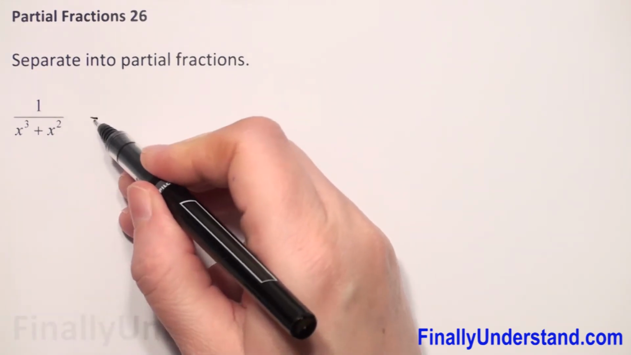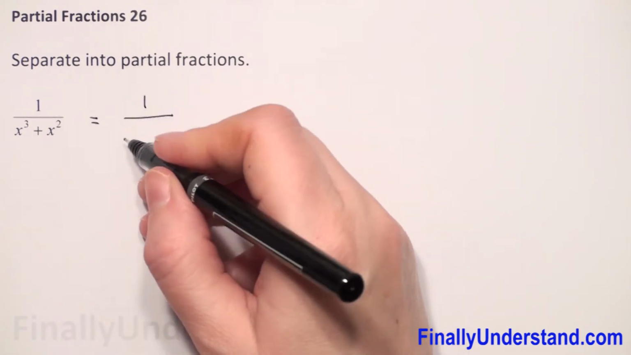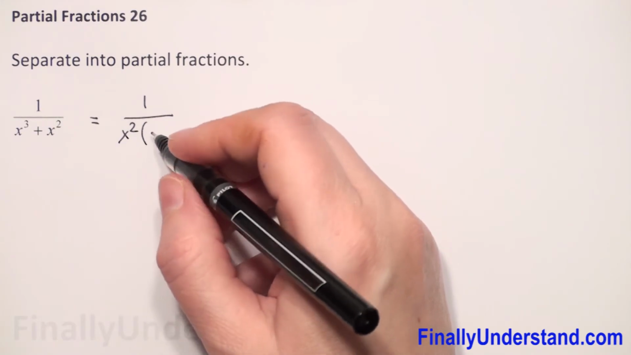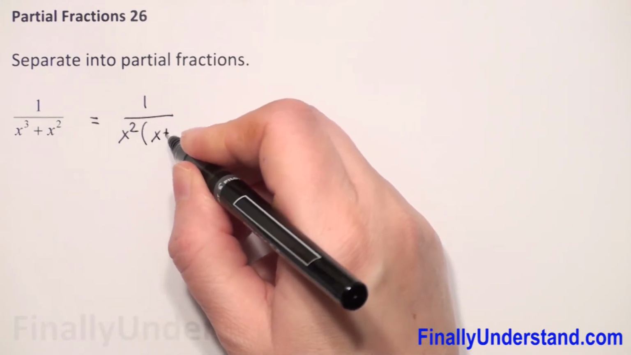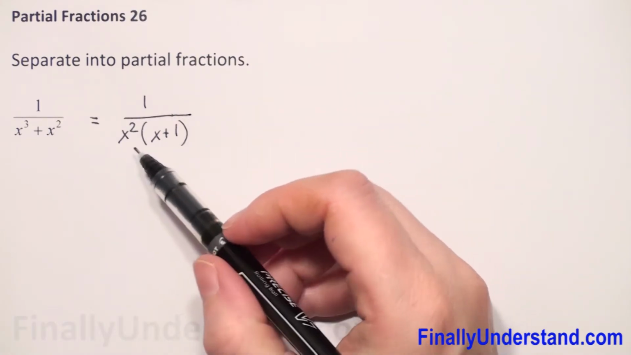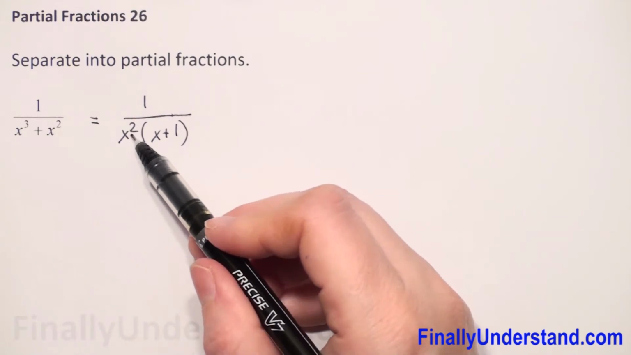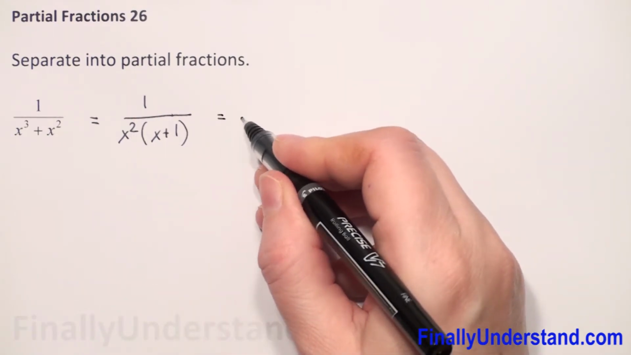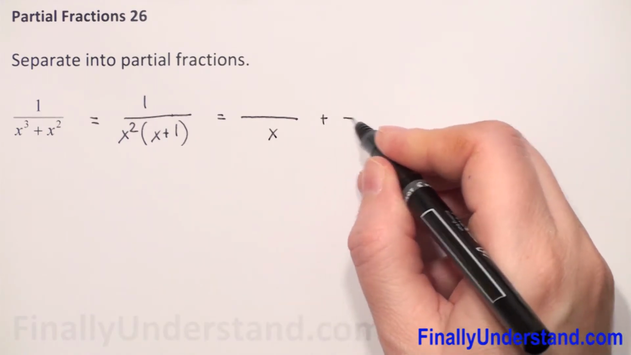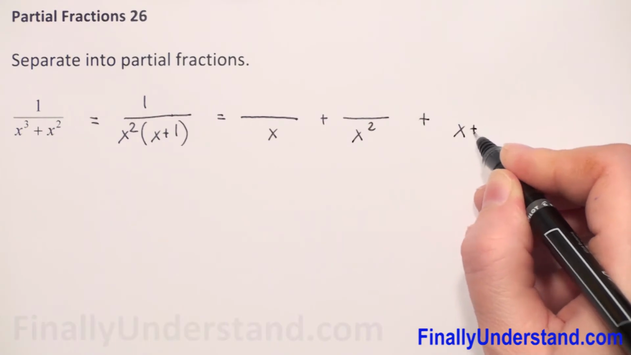Next we have to factorize our denominator. So the numerator we copy, we will factorize x squared, so we will have in parentheses x plus 1. So we see that we have a repeated linear factor x 2 times. So now we will have in the denominator x to first power, we don't have to write. Next we have x to second power, and the last is x plus 1.